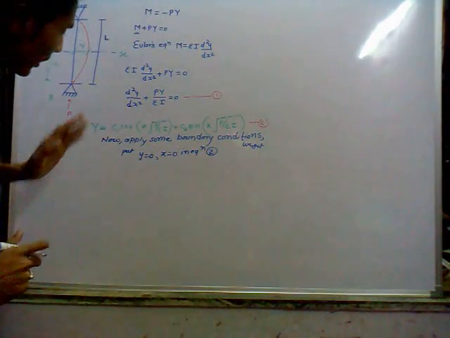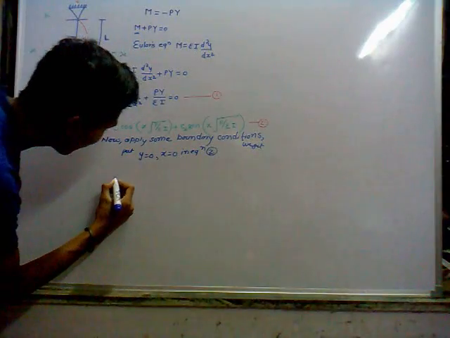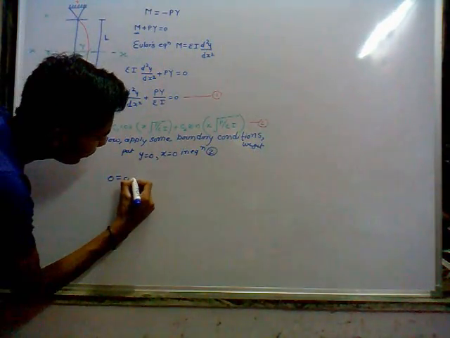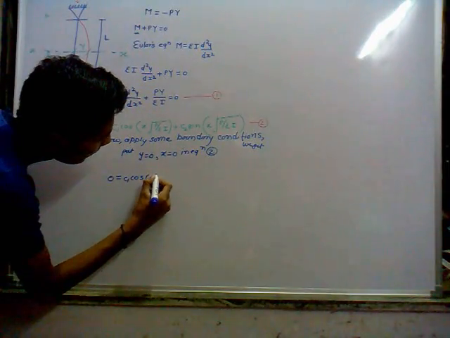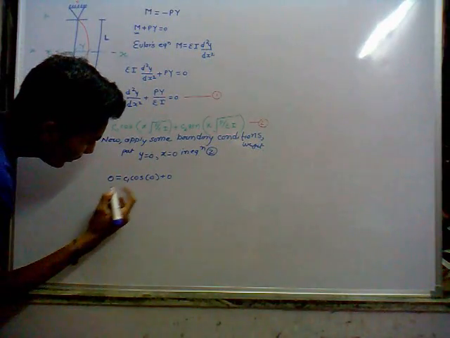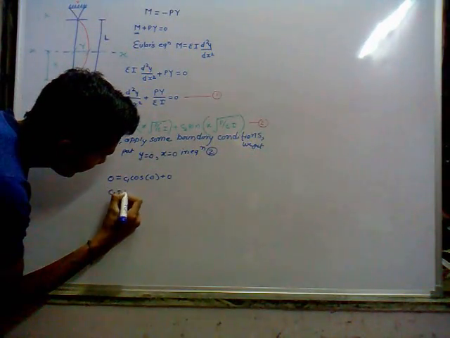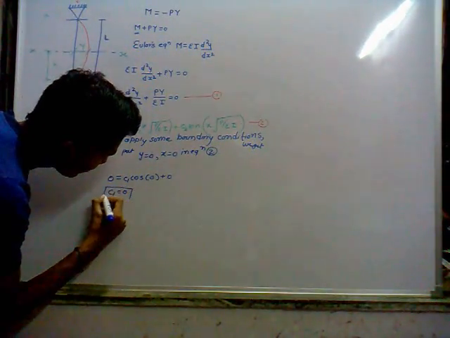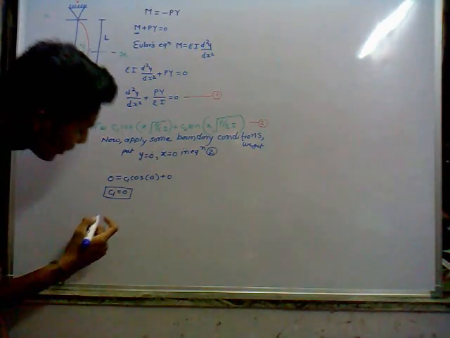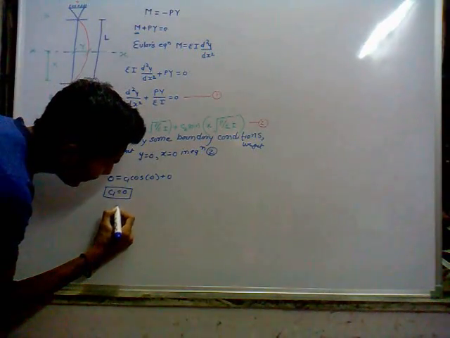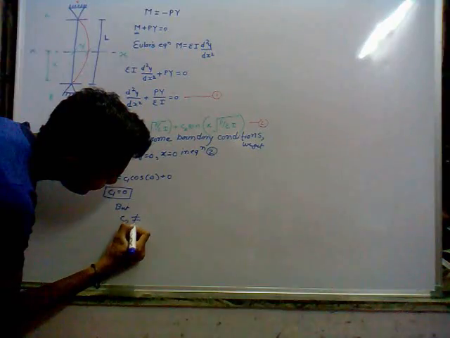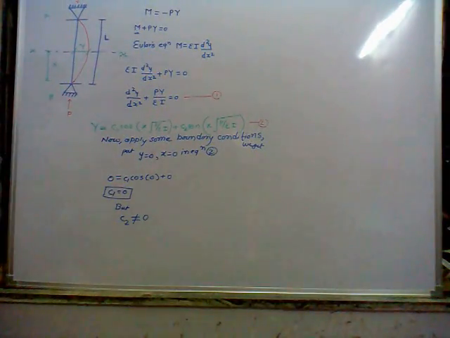Now by putting the value of y equals 0, we get 0 equals c1 into cos of 0 plus a term that is 0. So what is the cos of 0? It is 1, so c1 equals 0. We are getting the value of c1 equals 0, but here c2 is not equal to 0. This is a consideration.